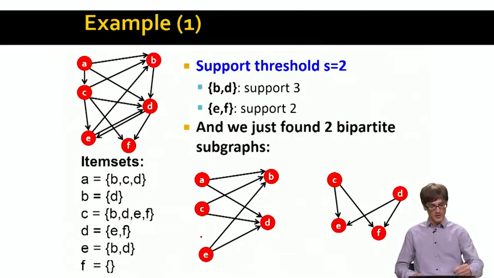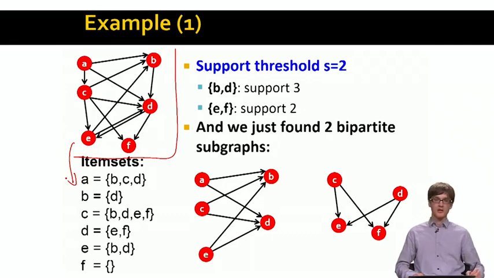Another example: think that I'm given this graph here on the top left corner. From this graph, I generate a set of item sets. Basically, the idea is that for every node, I simply ask what are the nodes this node points to. So node A points to B, D, and C, so I have the item set for A to be B, C, and D. For example, node F doesn't point to any other node in the network, so its item set is empty, while node B only points to D, so here is node D.